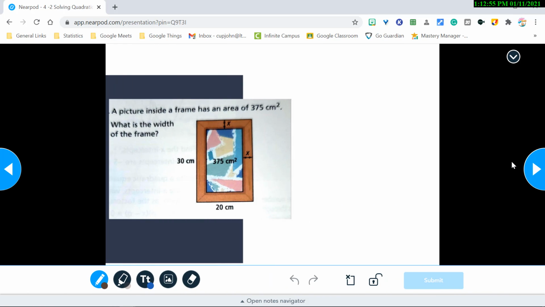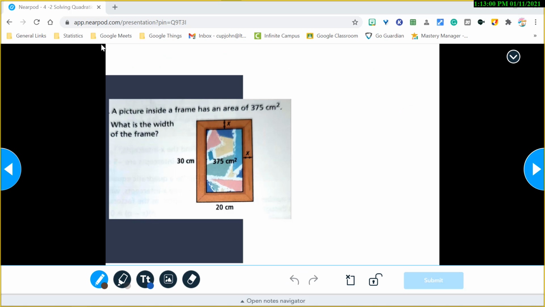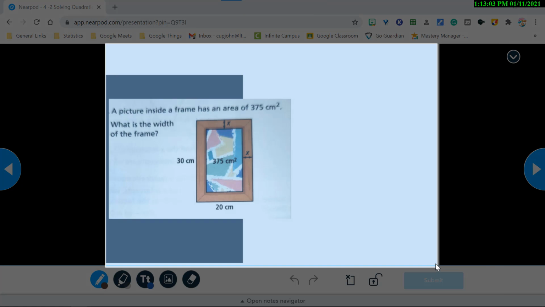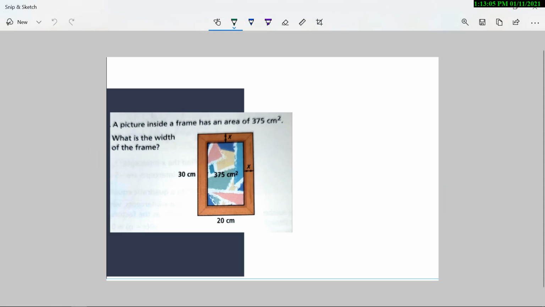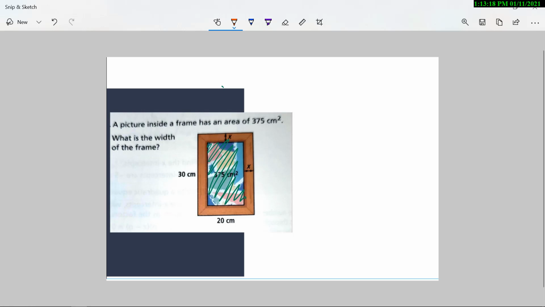All right, one last problem, and we'll call it a day. A picture inside a frame has an area of 375 centimeters squared. So that is just this part. It's not anything to do with the frame. It's not drawn out very well. And then from here to here is 30. Here to here is 20.